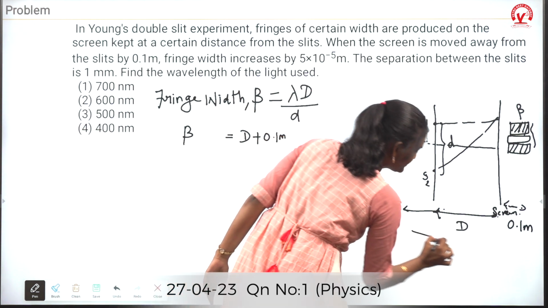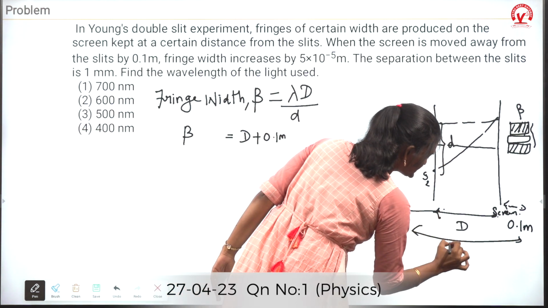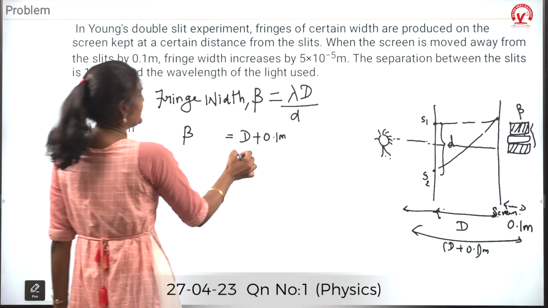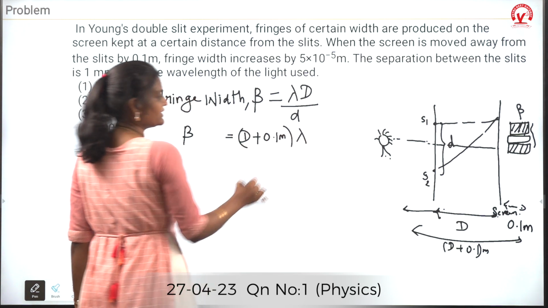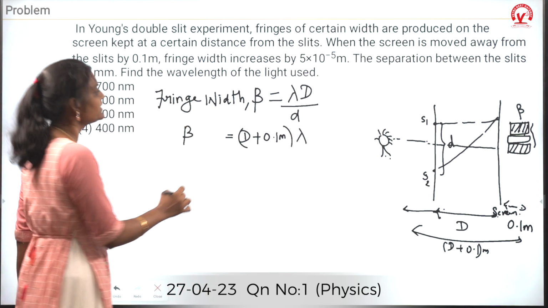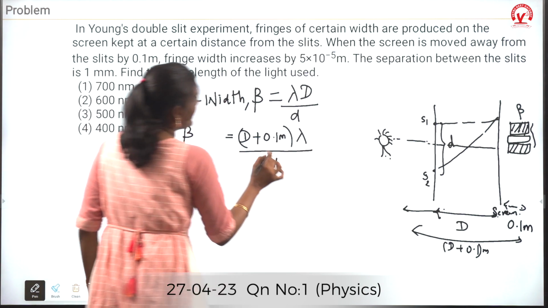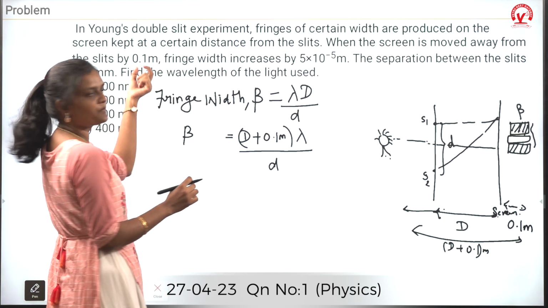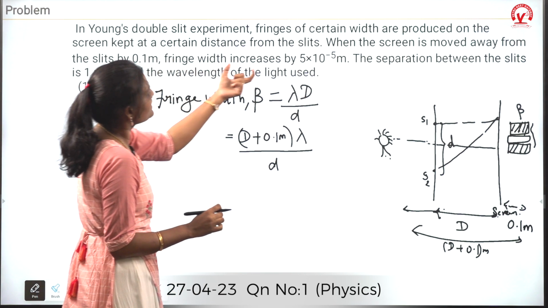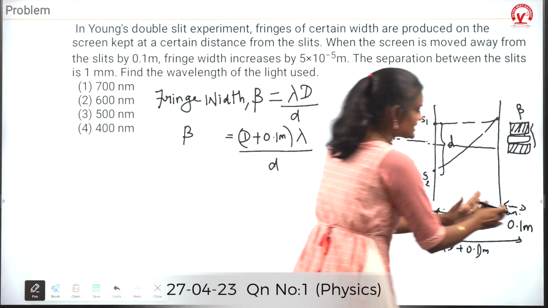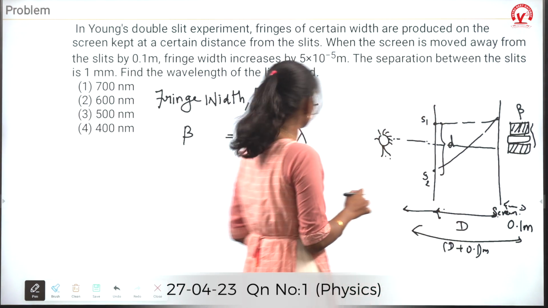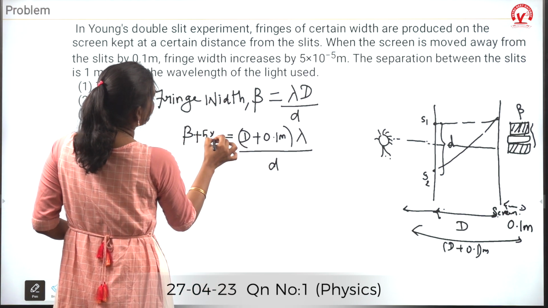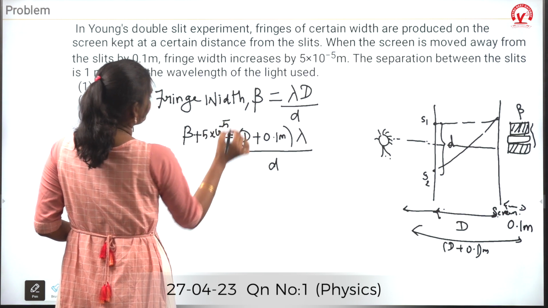Now our aim is to calculate from here to here, so D plus 0.1 meter here. And the wavelength, we don't know the wavelength, lambda. Our aim is to calculate lambda only. Now divided by d. In the next line they have given the fringe width. When we increase the distance by 0.1 meter, the fringe width also increases. If you increase the distance of the screen, the fringe width also increases. It is increased by 5 × 10^-5 meter.